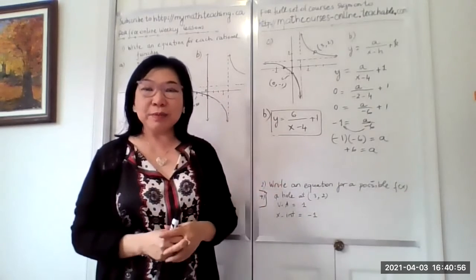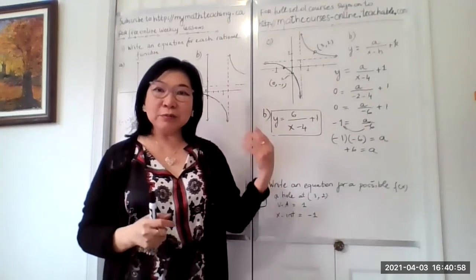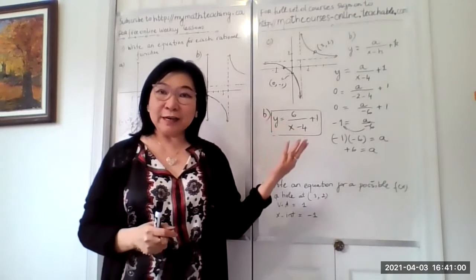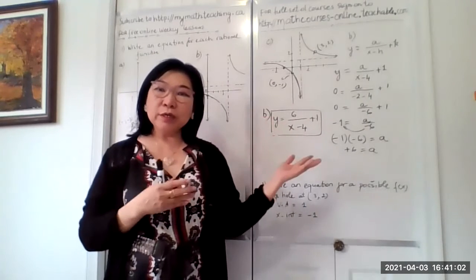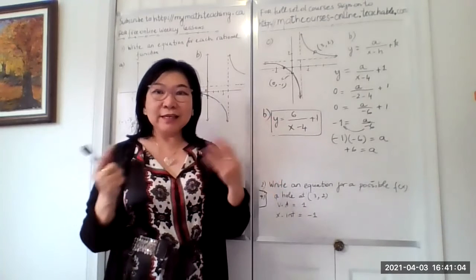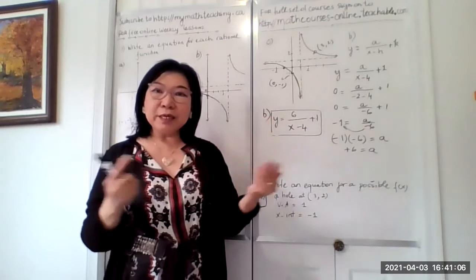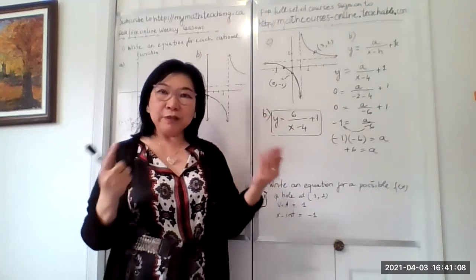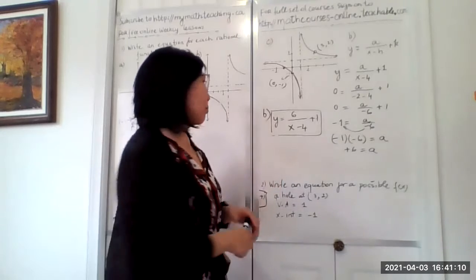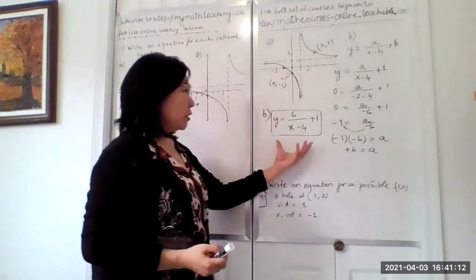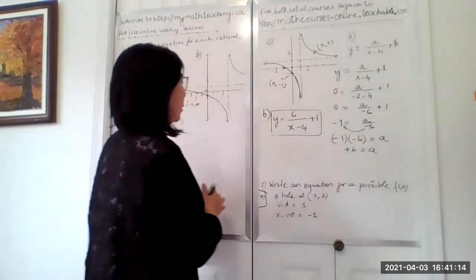And how do I check that my equation is correct? I just have to substitute one point on the graph into the equation I wrote, and then see if anything contradicts or if everything is right. So let's substitute the point in this equation and check it.